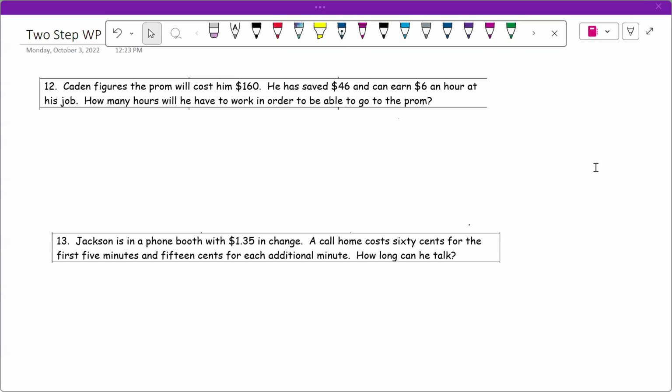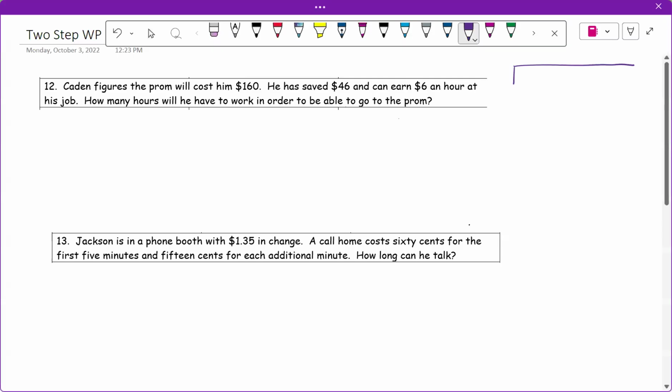All right, so today we're going to extend upon our knowledge of solving two-step equations to word problems. So you're going to need your own sheet of paper for this. So grab a sheet of blank paper, and instead of folding it in half, you're going to fold it in thirds.